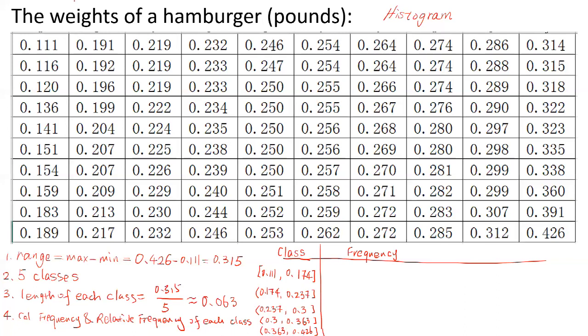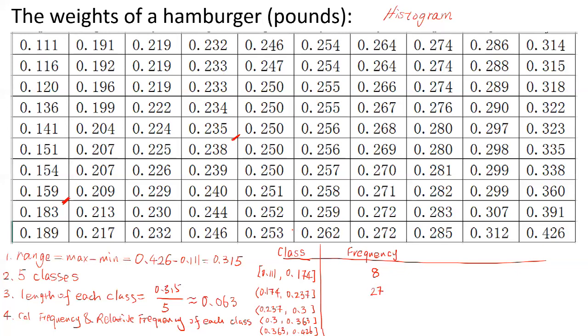Then we calculate the frequency of each class. We start to check each value one by one. So the first class is 0.111 to 0.174. 0.174 should be here, right? So the frequency of the first class is 8. And the second class is up to here, right? So how many numbers are there? 1, 2, 3, 4, 5, 6, 7. So 27.